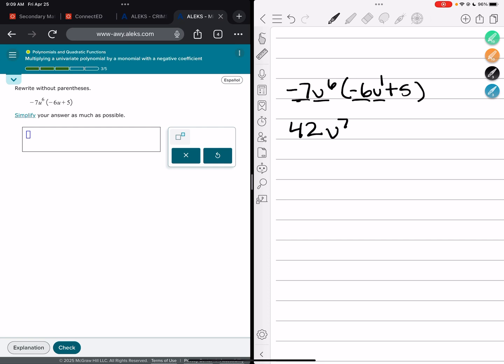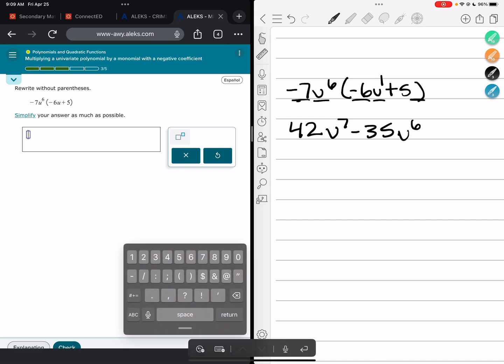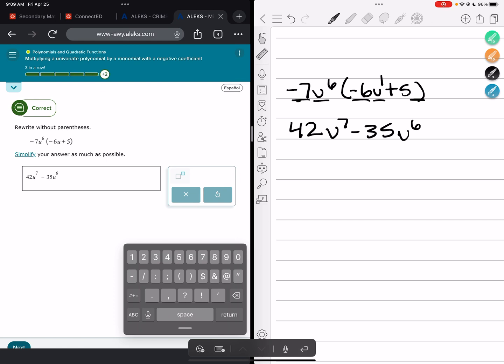I go negative 7 times 5, which is negative 35. And then I go u to the sixth. There's nothing to multiply, so I just leave it alone at u to the sixth. So we can write this as 42u to the seventh minus 35u to the sixth, which we can check. And that's how we can multiply polynomials with a monomial.